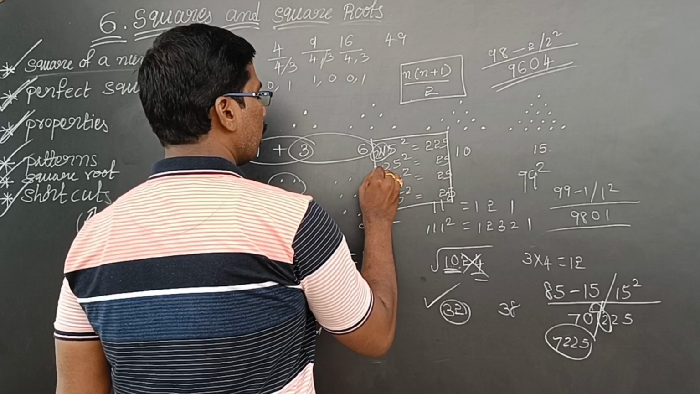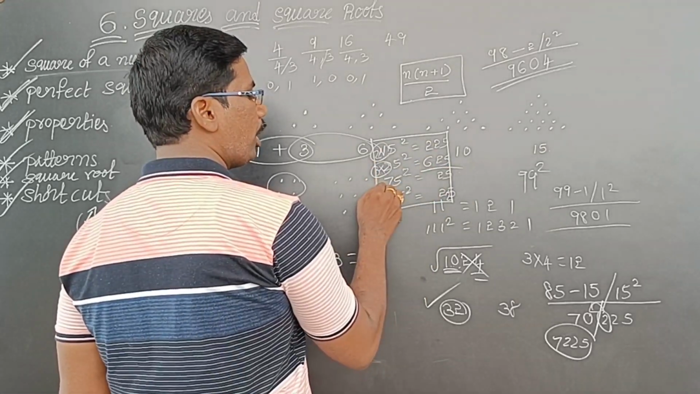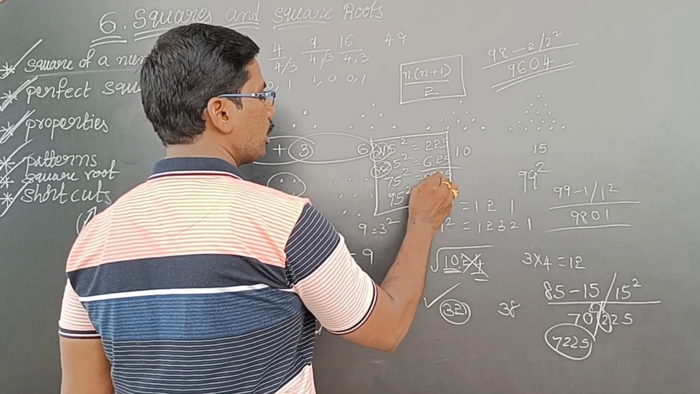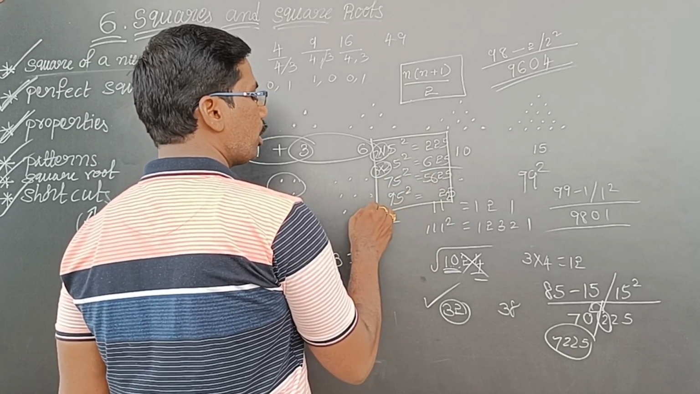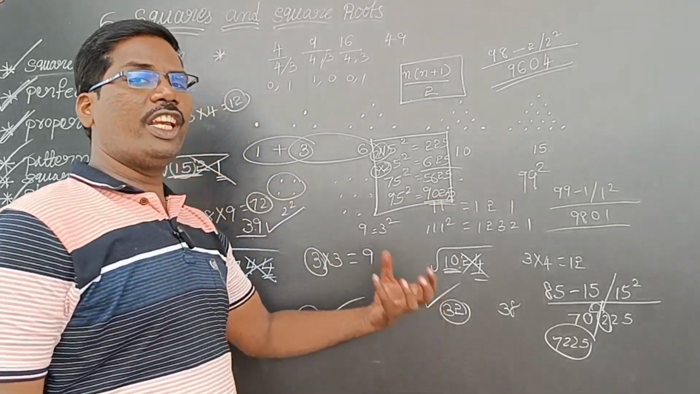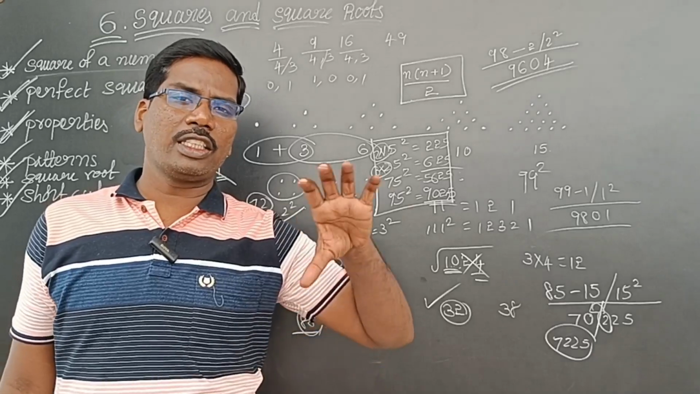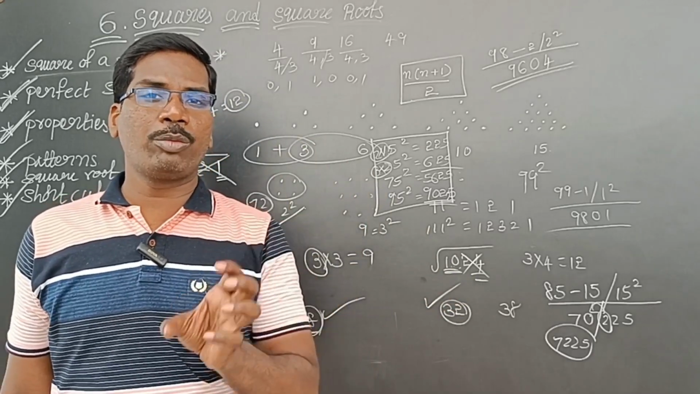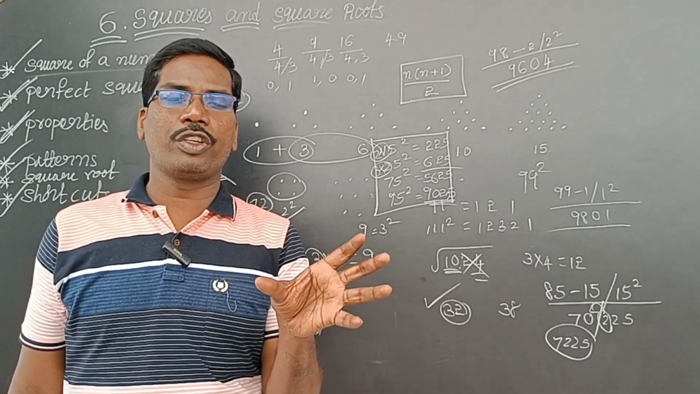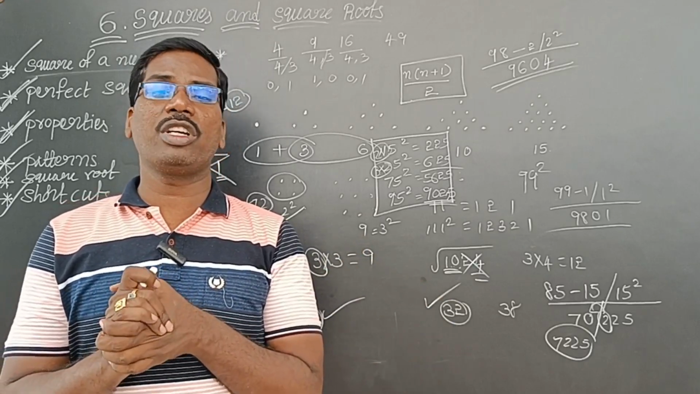2 next number is 3. 3 2s are 6. So 25 square is 625. 7 next number is 8. 7 8s are 56. So 5625 is the answer. 9 next number is 10. 10 9s are 90. So 9025 is the answer. So for any square of a number having 5 in the units place, you write 5 square as 25, and multiply that number by its next number and write it before 25. Then you will get the square of that number easily.